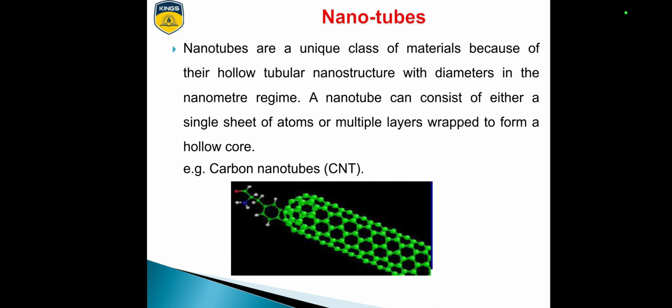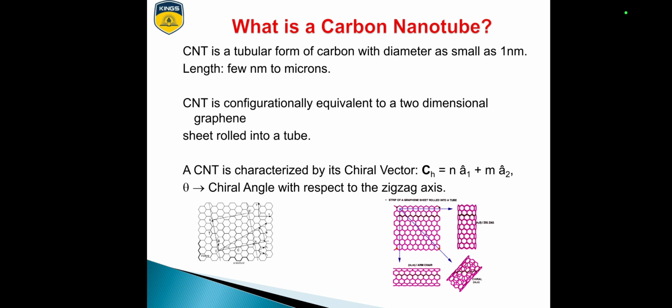Then we move on to nanotubes. Nanotubes are a very familiar one. Nanotubes are a unique class of material because of their hollow tubular nanostructure with diameters in the nanometer regime. A nanotube consists of either a single sheet of atoms or multiple layers wrapped to form a hollow core. Example, carbon nanotubes.